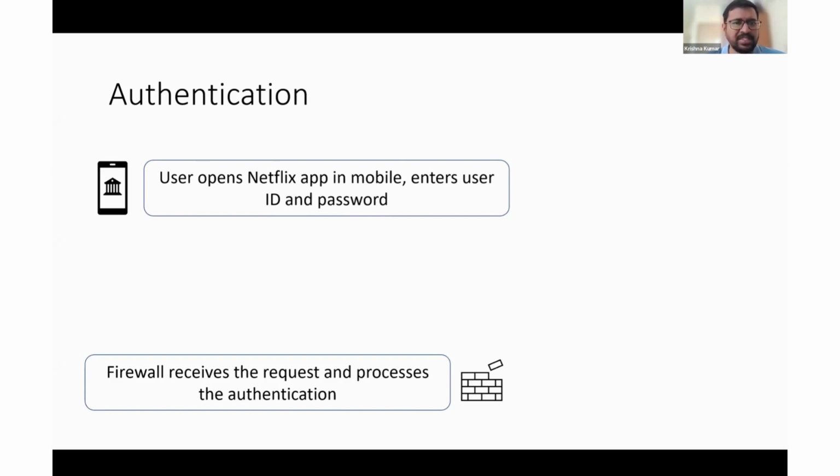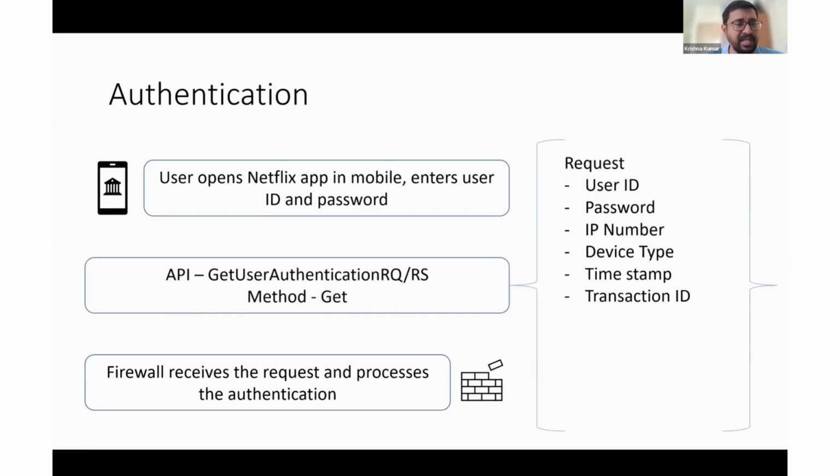It's the firewall. So this is an interaction between two modules, which is the app and the firewall, by means of the user, that is the subscriber, the player, who enters the user ID and password and sends a request to the firewall. So now you know that there are two modules. There is an interaction in between. So obviously there's an interface, that is the API. And that API is a method of get.